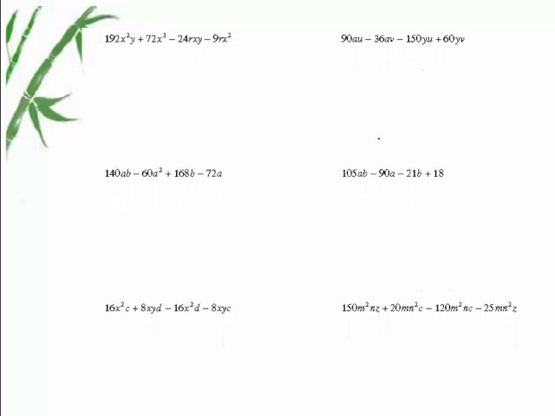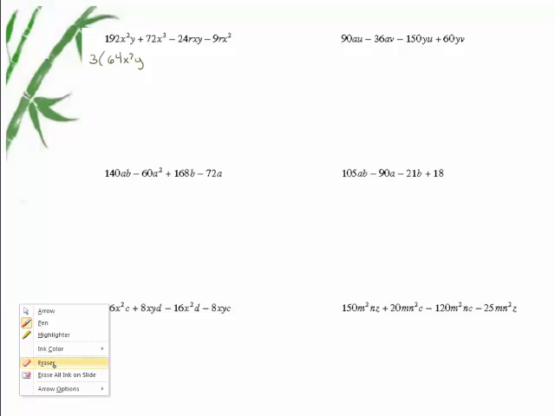Let's try a few more. I have 192, 72, 24, and 9. Now I know 24 does not divide by 9, but it does divide by 3. So I'm going to try 192 and 72 divided by 3. And 192 divided by 3 leaves me with 64x squared y. Oh, I just caught myself.